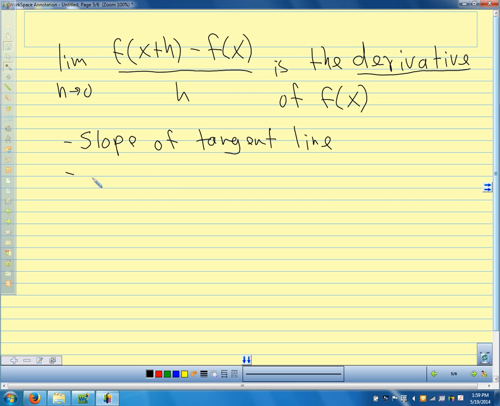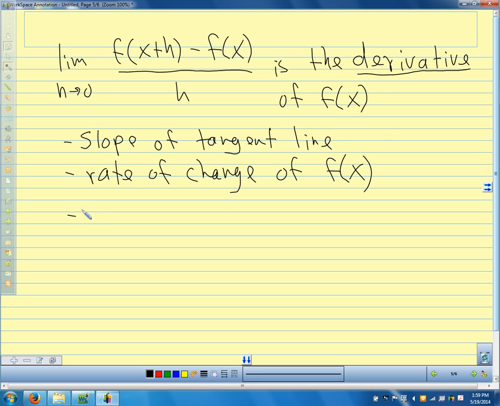The other ways that we can refer to it: the rate of change of f of x with respect to x. So the derivative gives us the rate of change. So if our function is describing a position, the derivative would tell us the velocity. How the position is changing with time.